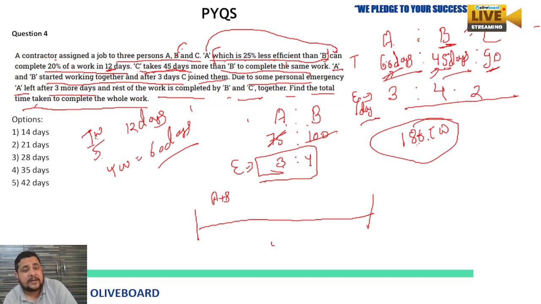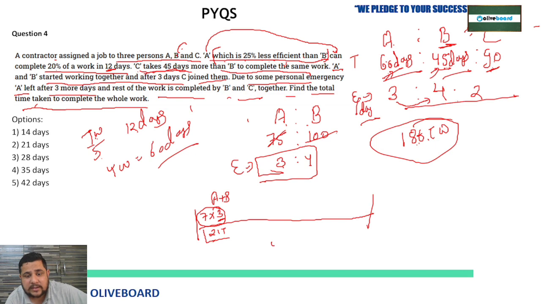A and B started working together, and after 3 days C joined them. So A and B worked for 3 days first, then C joined. So 3 plus 4, in a single day they can have 7 cups of tea. Multiply by 3, so 21 cups of tea will be finished. This is their efficiency and time multiplication, which gives us the work they have completed.